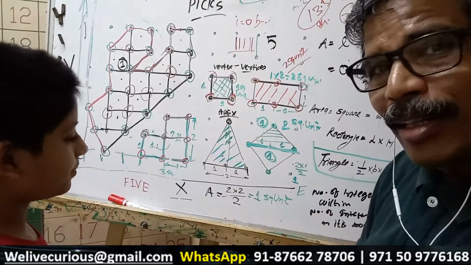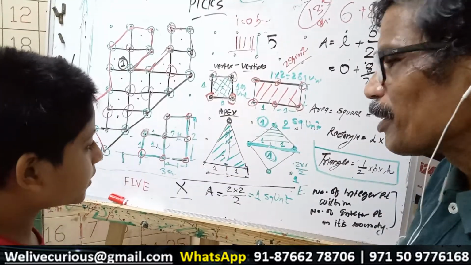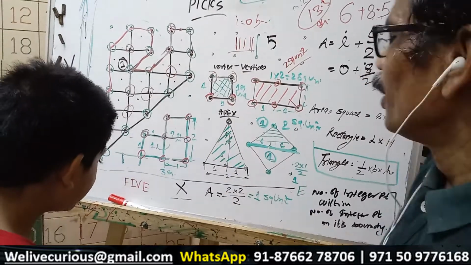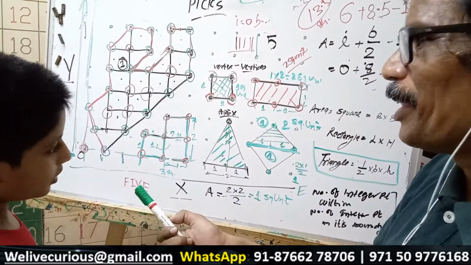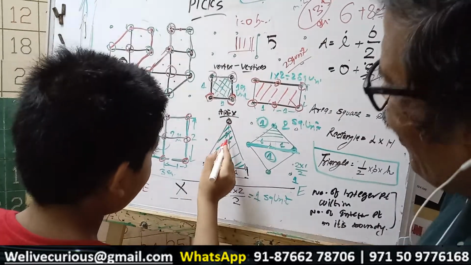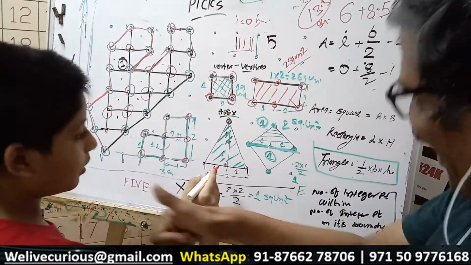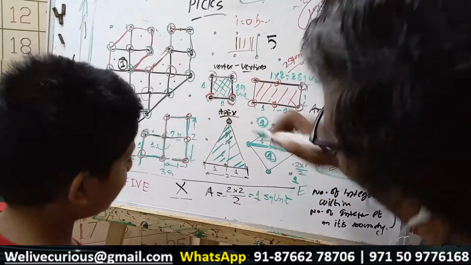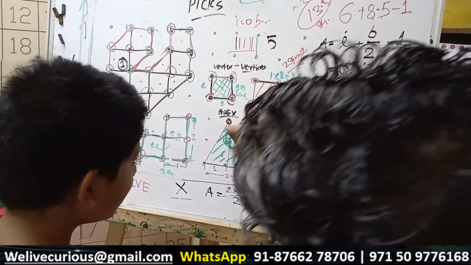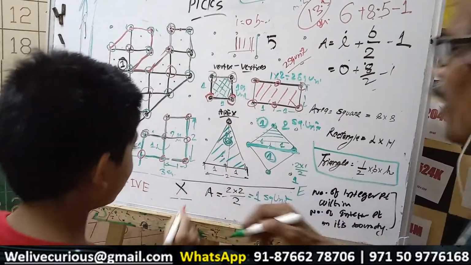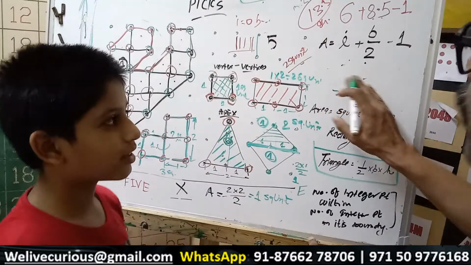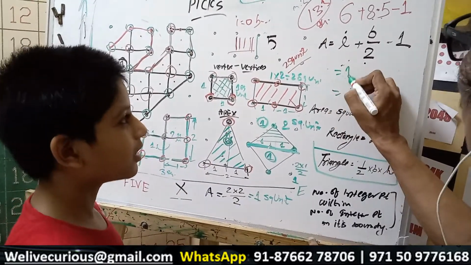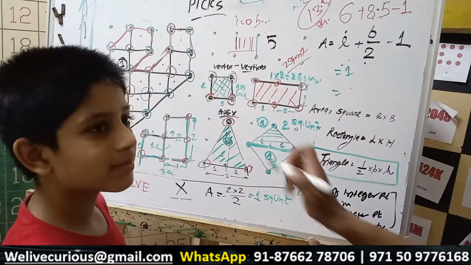Now it is a triangle. Can we calculate the area of this? Sure, why not? How many internal integer points? 1. Correct. Here it is, 1 point is integer. I was thinking you were going to miss it, but you didn't. You have a very sharp eye. 1 is the internal point.